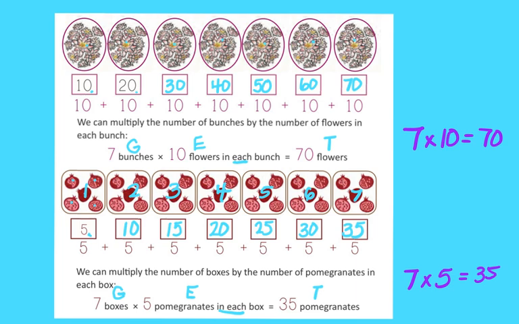Just really quickly, let's look at this relationship. Do you notice how both of the groups are the same? 7. But 10 in each group is twice as much as 5 in each group. So the answer, the total, 7 times 10, is going to be twice as much as the answer to 7 times 5. And if you double 35, you get 70.